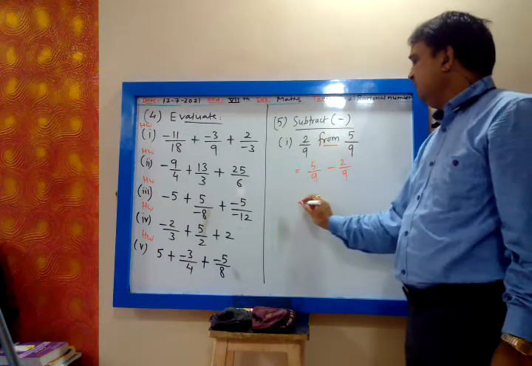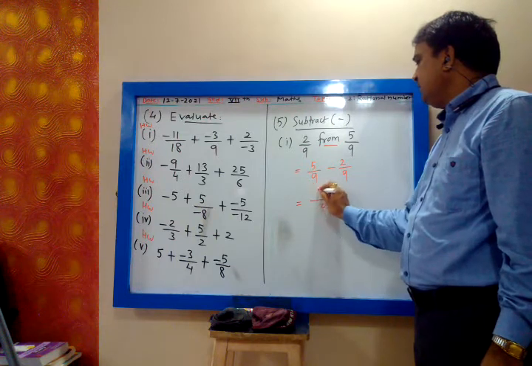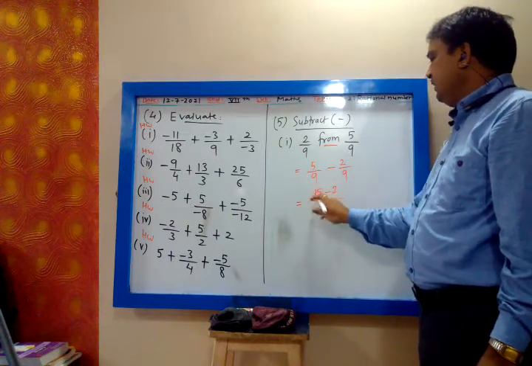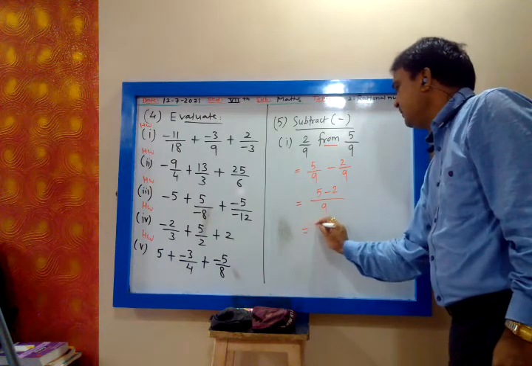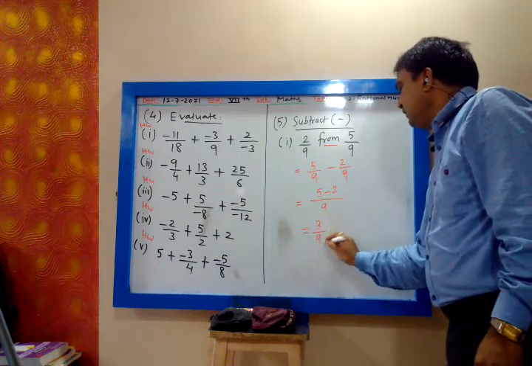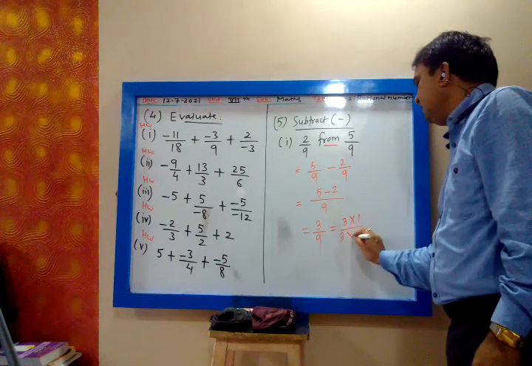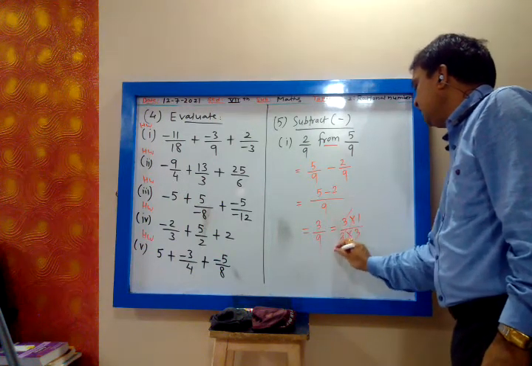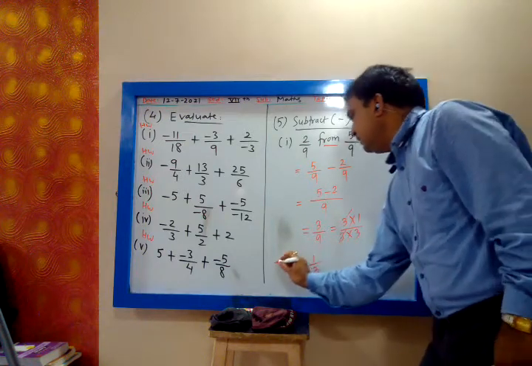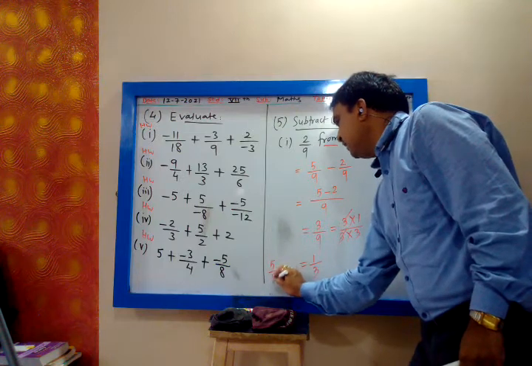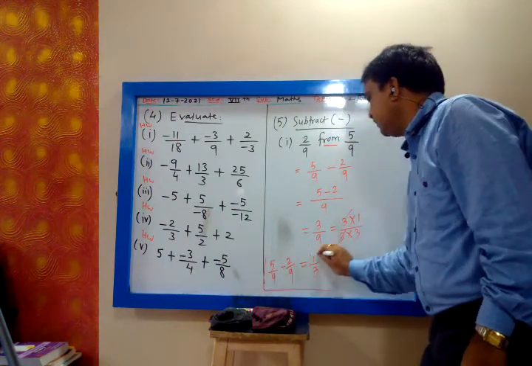Let us simplify. Denominators are equal, so I can simplify the numerator, that is 5 minus 2. Plus sign and minus sign, opposite sign, you have to subtract. 5 minus 2 is 3, so 3 by 9. Now 3 I can write 3 into 1, 9 I can write 3 3s are 9. Then cancel 3 3. Answer is 1 by 3. So 5 by 9 minus 2 by 9 is 1 by 3.